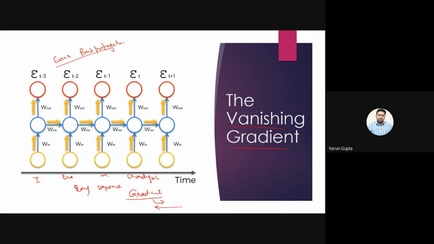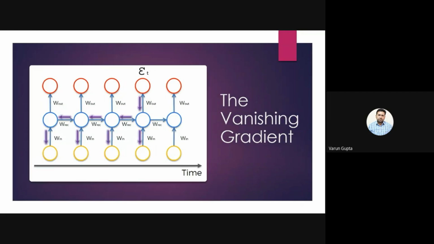Now, if it's a long sequence of text, this gradient can become lesser and lesser, or it may explode. Two things may happen. Suppose this was an error here at time t, and you want to backpropagate that error through the network, then this will go in this direction and back in time. Now, when it is going back in time, if the gradient is a very small number, then it will almost vanish here. If it is less than 1, then this gradient is going to vanish after some time.